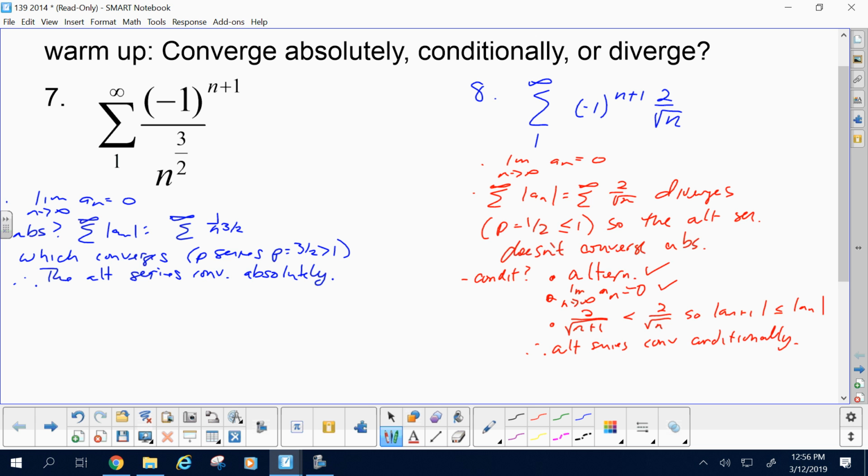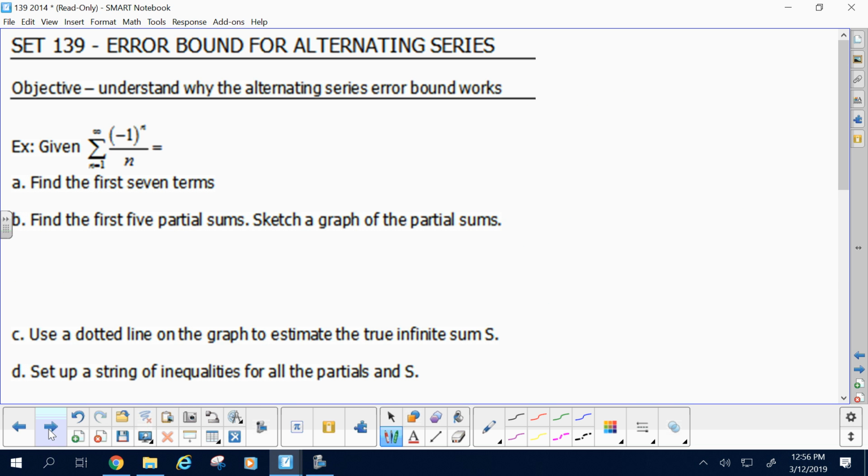All right. That's yesterday's stuff. Is it going okay? Yes. Today is a little more fun because it's actually dealing with some numbers again, not just a bunch of writing. It's alternating series, but error bound.